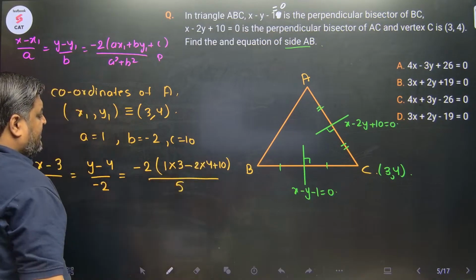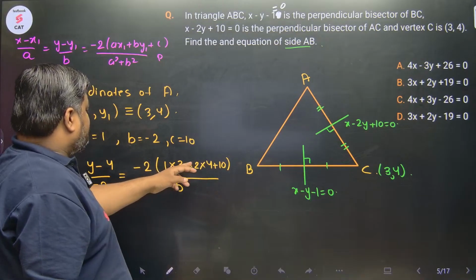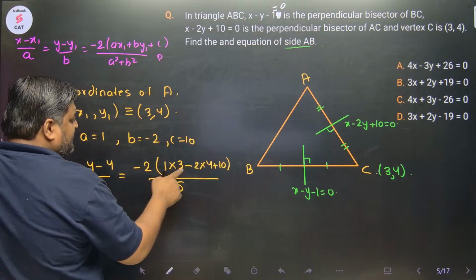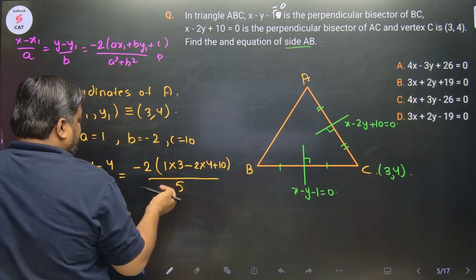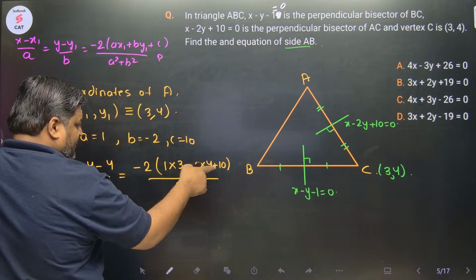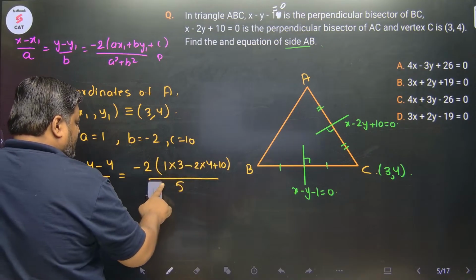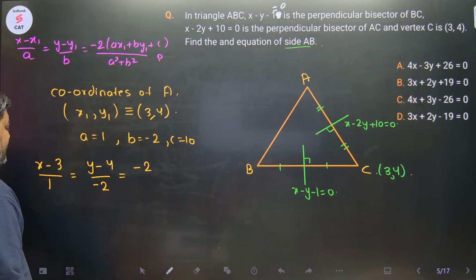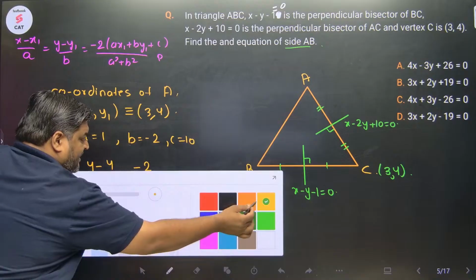इसको थोड़ा सा सॉल्व कर लेते हैं. This is 10, 3, 13 minus 8, 5 by 5 minus 2. So this entire thing is 1. So right hand side में we are left with minus 2. Guys, this is 3 plus 10, 13. 13 minus 8, 5. 5 by 5, 1. So this entire thing vanishes. मुझे x coordinate निकालना है.